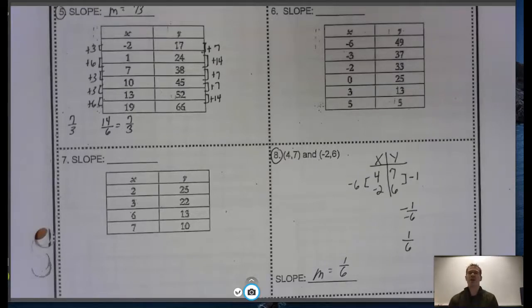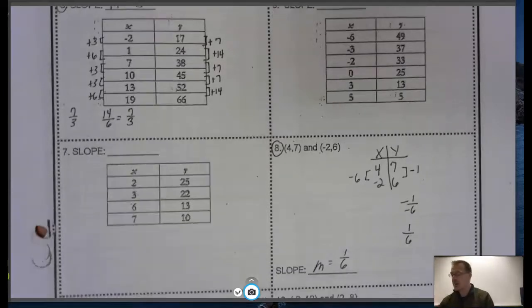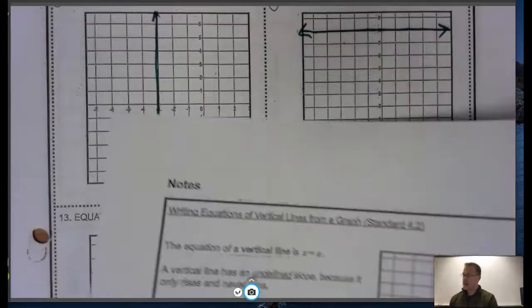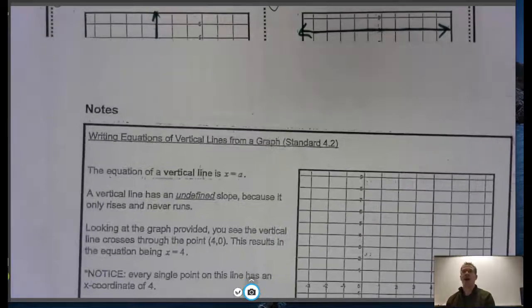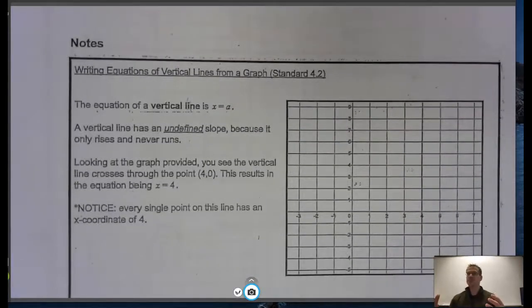So there's how we find slope graphically, and that's how we find slope numerically. And we had to go through both of those because the next step, if we flip to page 66, is that we now start writing equations of lines. And we're going to have to be able to find slope for most of those types of problems.